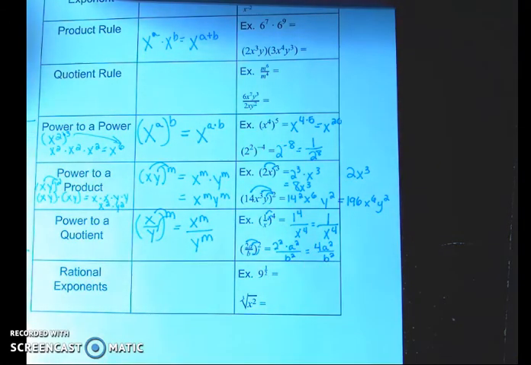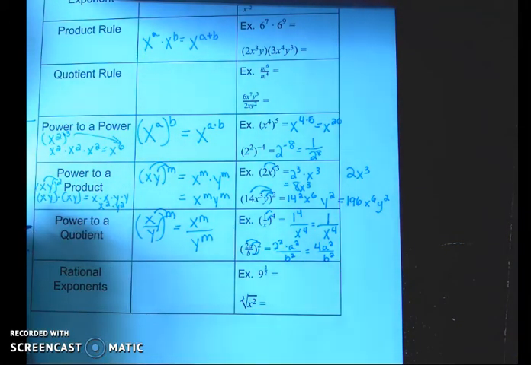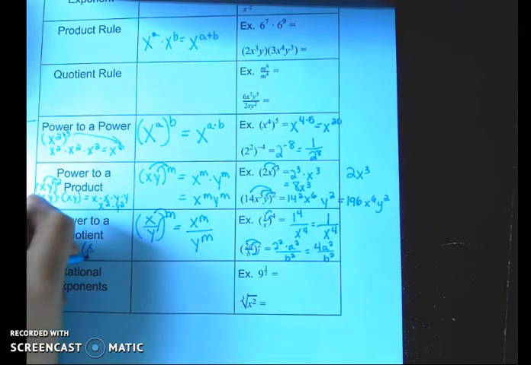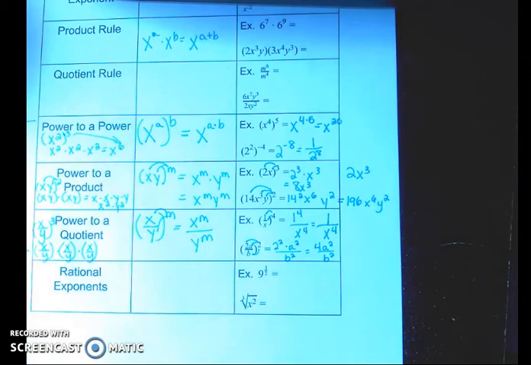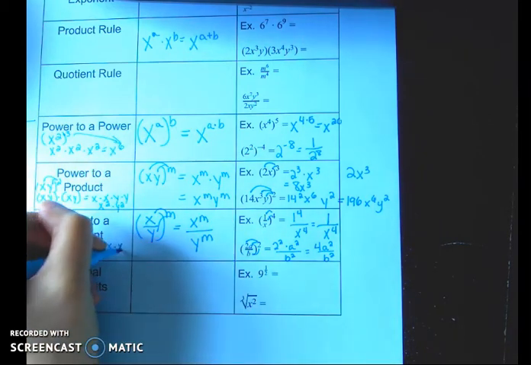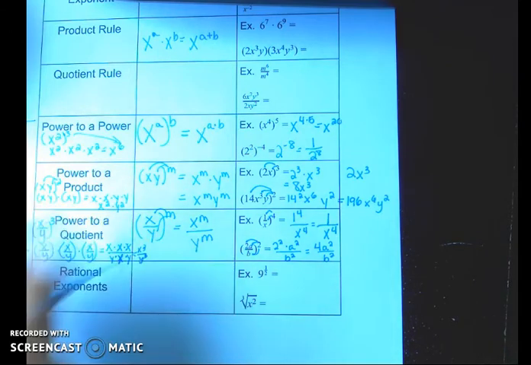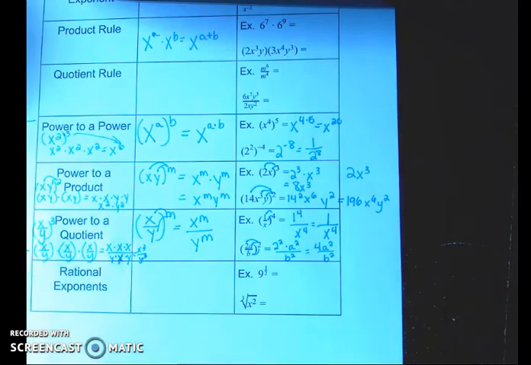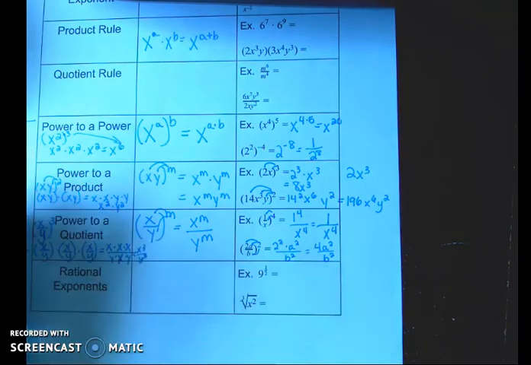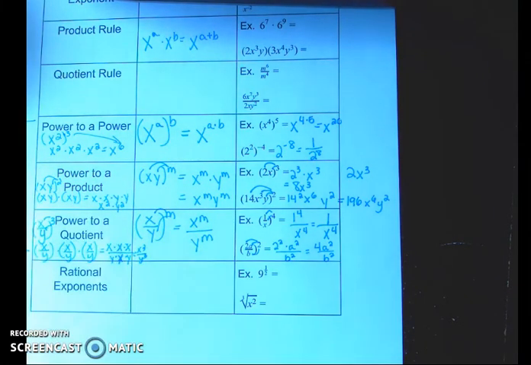Let's talk about why this one happens. If I have, let's say, x over y cubed, that's going to look like x over y times x over y times x over y. And we are multiplying, so again, we can rearrange. So that's going to look like x times x times x over y times y times y, which would give us x cubed over y cubed. Okay? Just multiplying fractions. Multiply across the top, multiply across the bottom, and that gives you the power to a quotient.